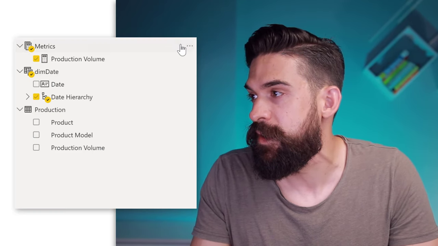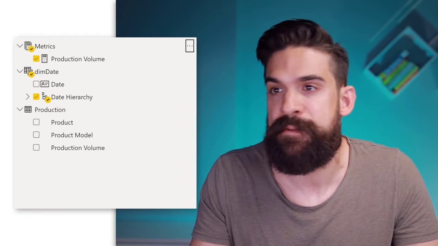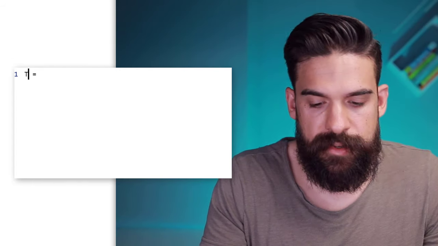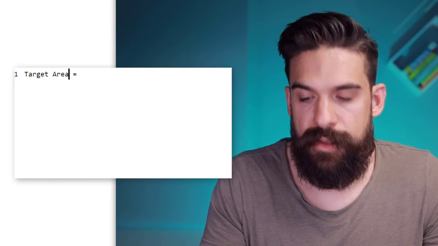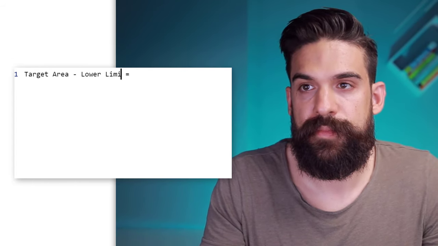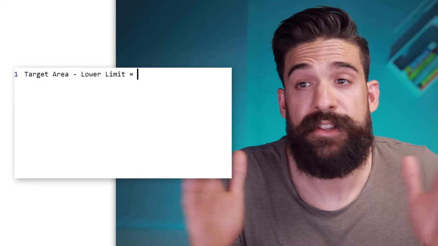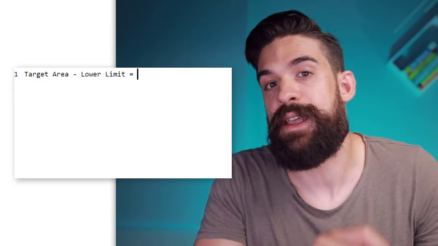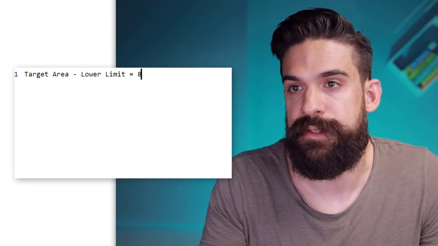Now for this, we need a few measures. Now let's first create a measure that returns the lower limit. Okay, so I go here and add a new measure and let's call this one target area lower limit. And here I just want to return a value. Now let's say that the value should be 8,000.